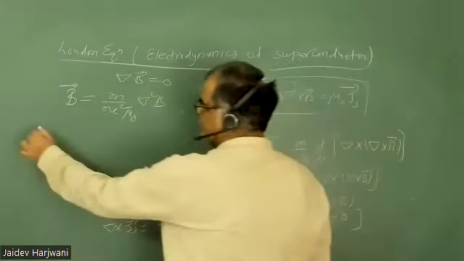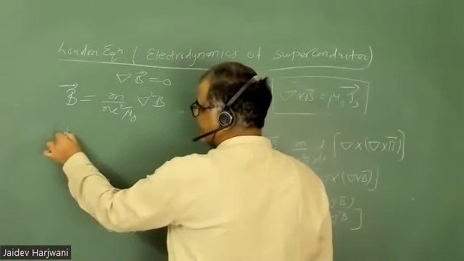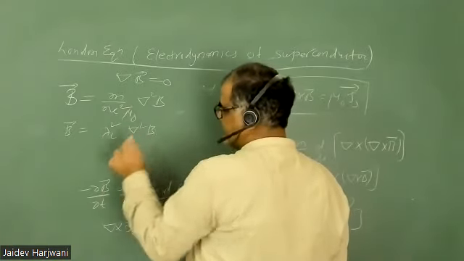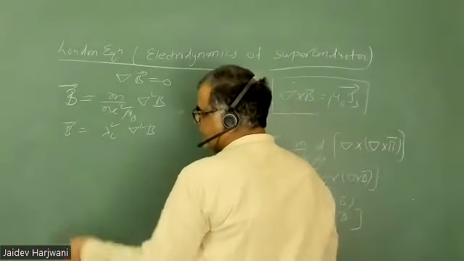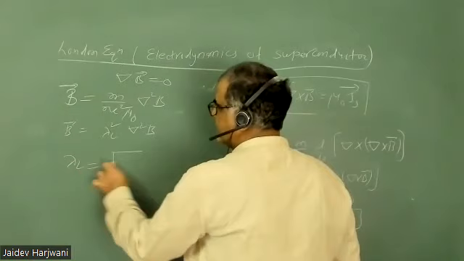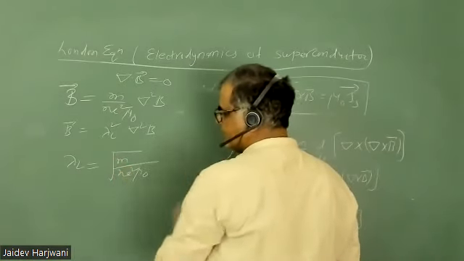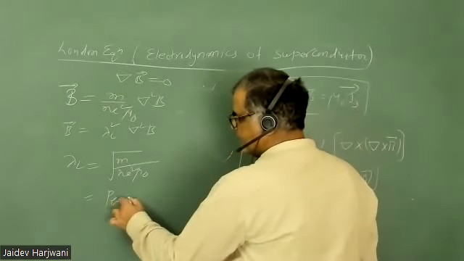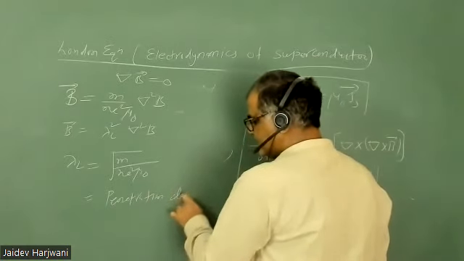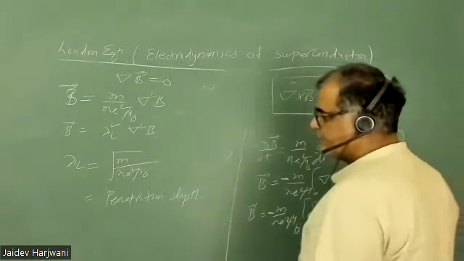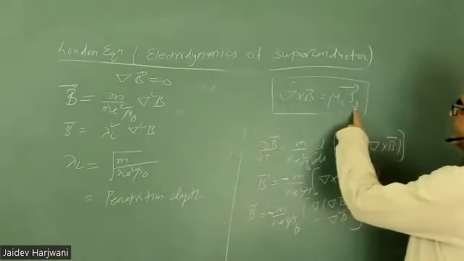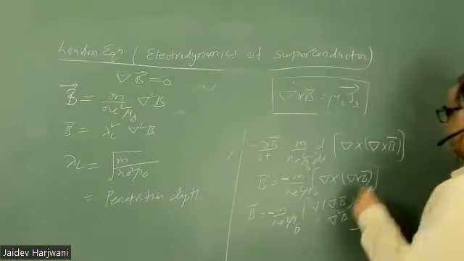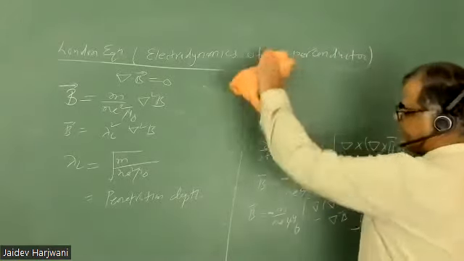And if I write in 1D, here itself you can write B is equal to lambda L square del square B, where lambda L is equal to m upon ne square mu naught. This is called the penetration depth, which tells how much magnetic field penetrates. It was mu naught Js, so 1 by mu naught del cross B will come. So this is the penetration depth.